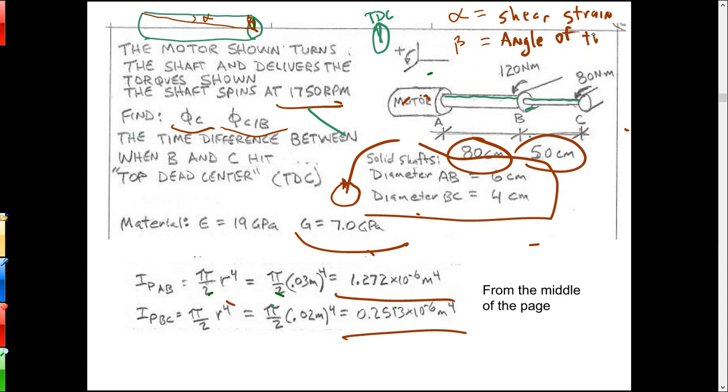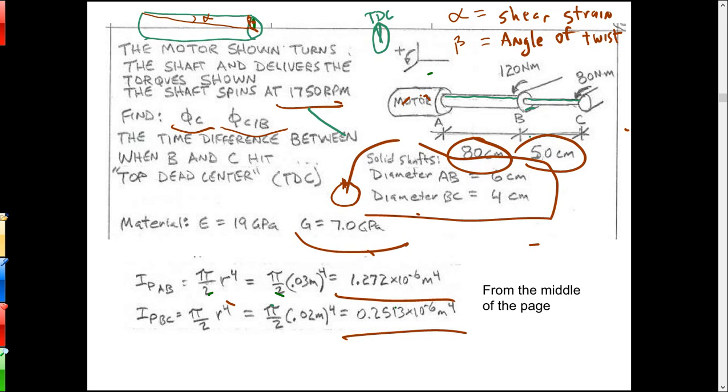So even though they're caused by the same phenomenon, the same thing that's happening for the torsion, they're different things because they're measured in different places, okay? So those are what those things are.